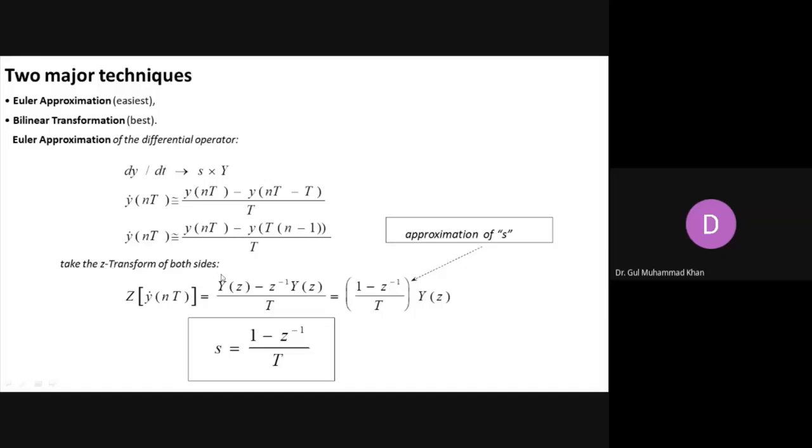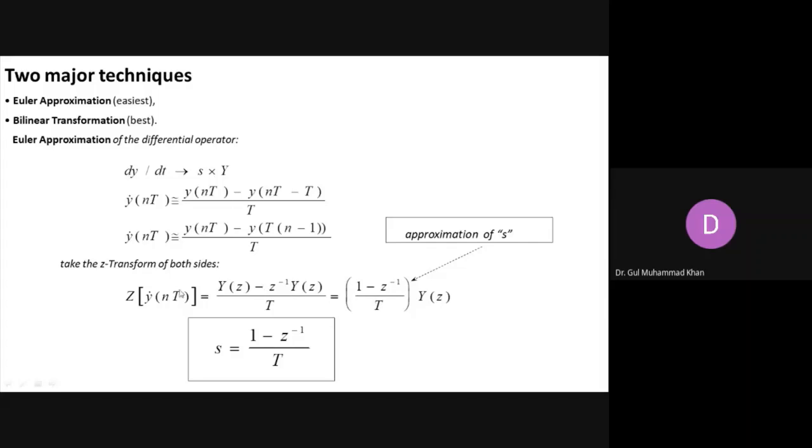If we take the Z transform of both sides, the Z transform of this derivative is equivalent to the Z transform of y of nT, which is Y(z), minus the Z transform of y(n minus 1), because when any signal or any system is delayed by 1, it is equivalent to multiplication by z power minus 1 in the z domain. So we take the Z transform of this, and T is still there because T is constant with respect to z. After rearrangement, we end up with a relationship like this.